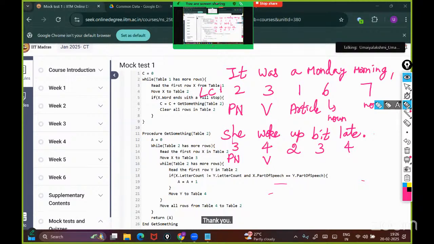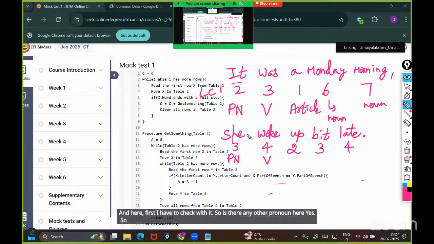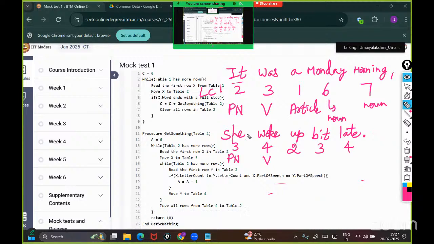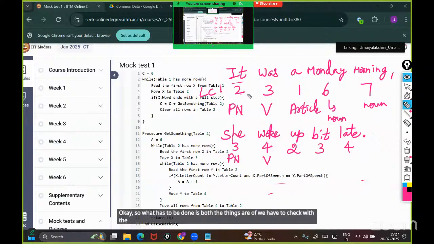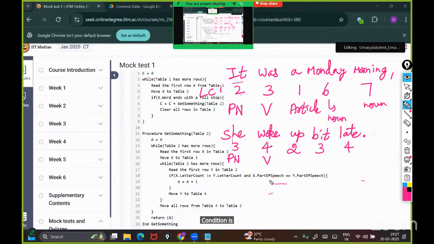Let's take this as an example now. Here, first I have to check with it. Is there any other pronoun here? Yes. What is the pronoun here? She, right? So what has to be done is we have to check the letter count. Are both the letter counts not equal? No. The condition is true, so we have to check the parts of speech.